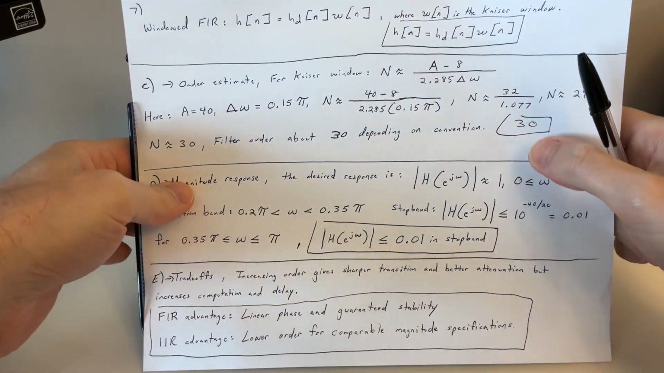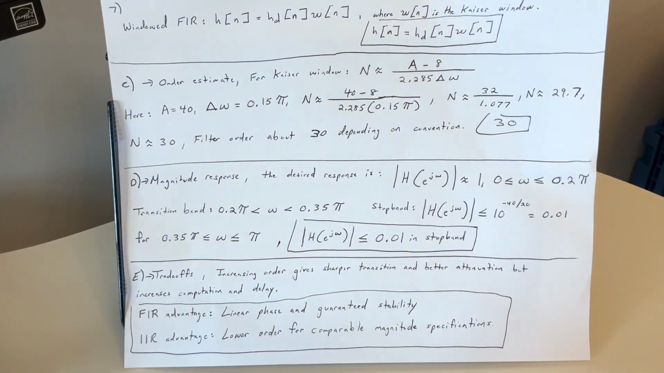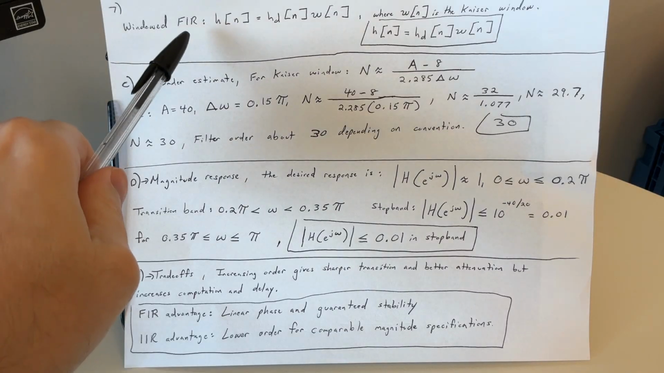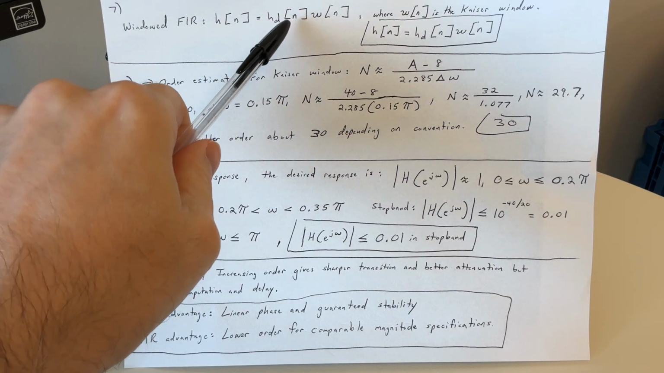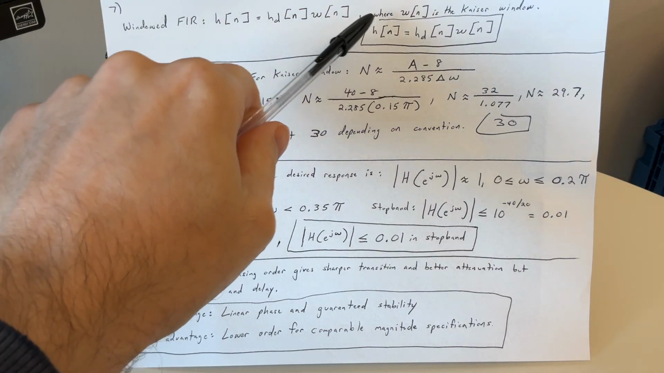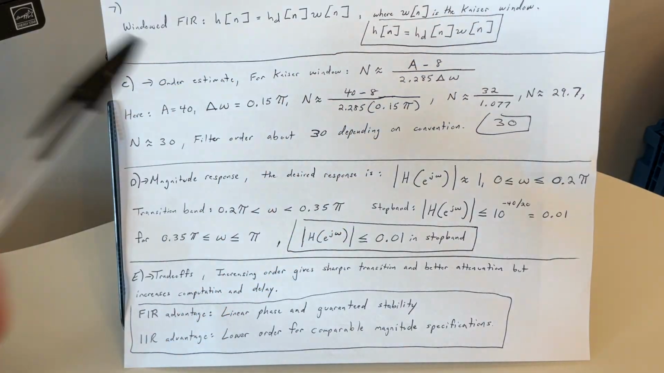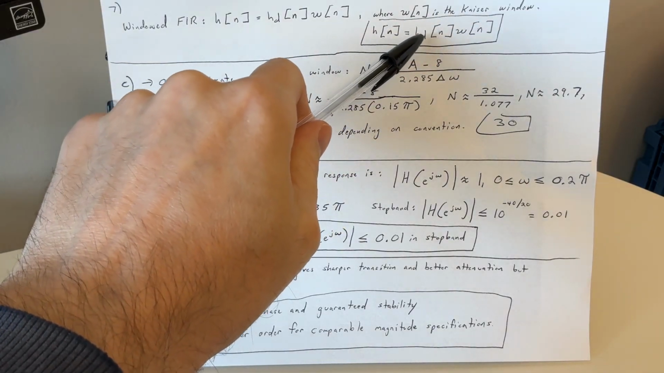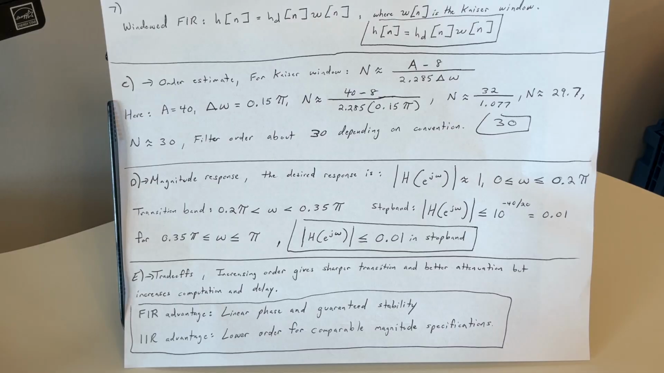My mistake. Just an addendum to part B here. A window at FIR, this h of n equals h sub d of n, w of n, where w of n is the Kaiser window. So h of n equals h sub d of n omega of n. And I know some people pronounce that differently. I'm just going through this quickly. You have this as a reference.